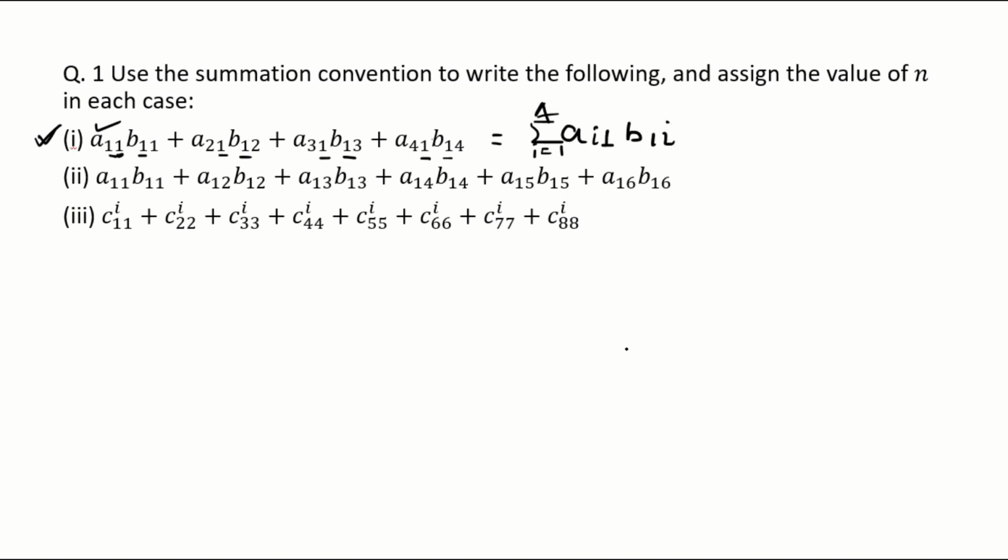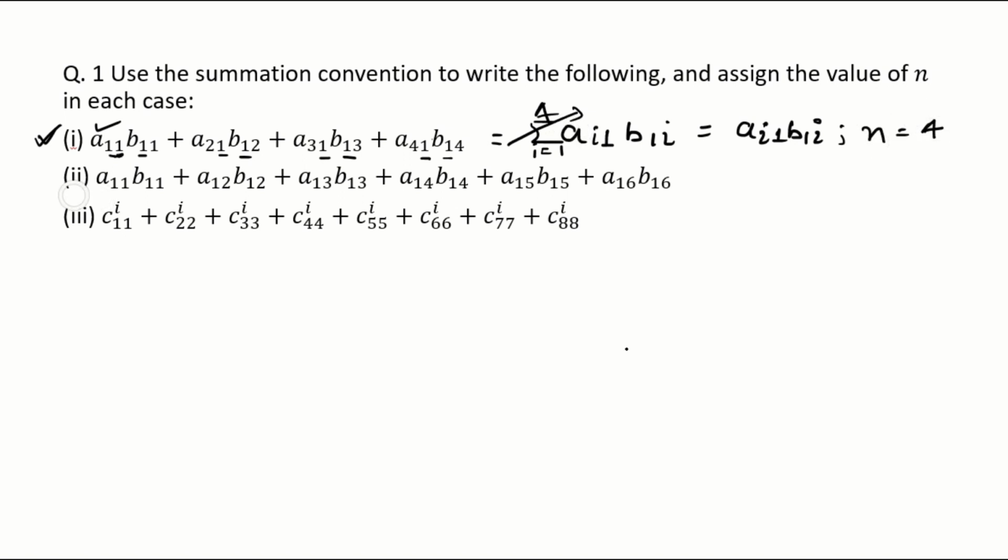But according to Einstein summation convention, as you can see in this expression, i is repeating twice, so this is a dummy index, and there is no need to write the sigma sign. So we will write simply a_i1 and b_1i, and as i is a repeated index, that implies there will be a summation sign. But here we have to mention the value of n. Here i varies from 1 to 4, so the value of n is 4.